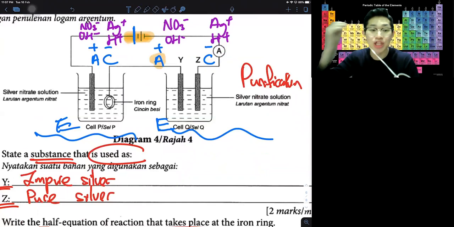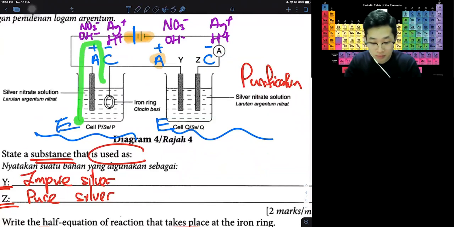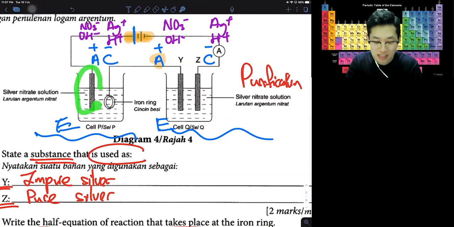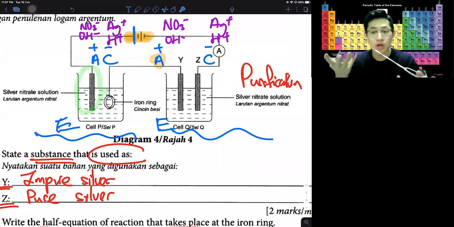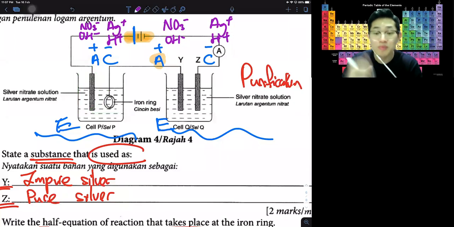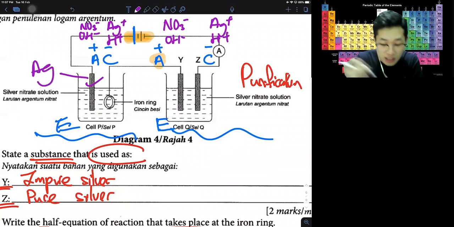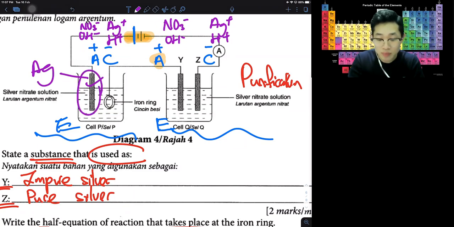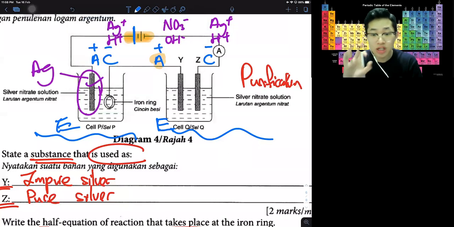Always check anode first. Is this electrode a metal? Yes or no? They never mention, yes, it has to be a metal. In order to do electroplating, this one has to be a silver electrode. So that means you are going to select the electrode, not the ion. So I erase it. Cathode, use the same way.